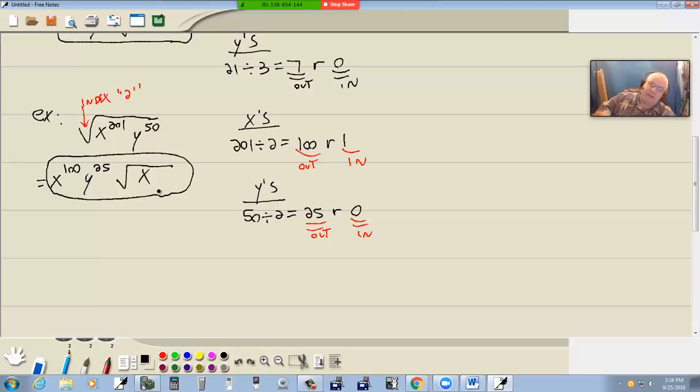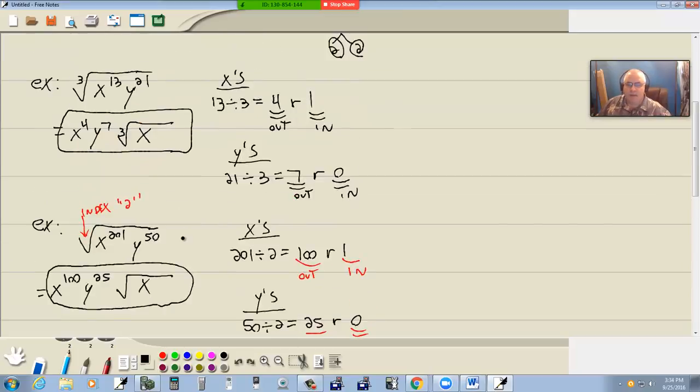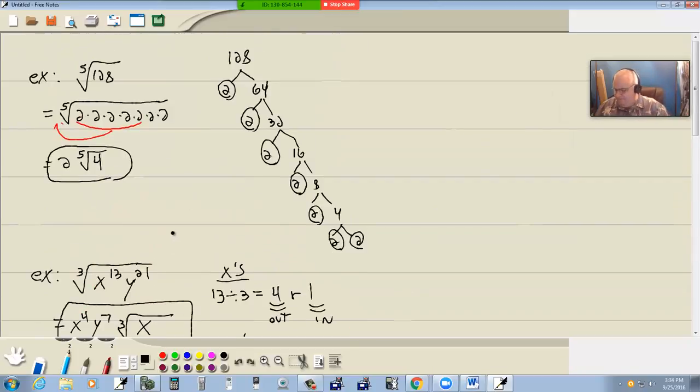Again, if I was worried about whether the variables are positive or not, if the instruction doesn't say so, you can put absolute value bars around the variables that come out, and then you're covered. Okay, let me clear that off.